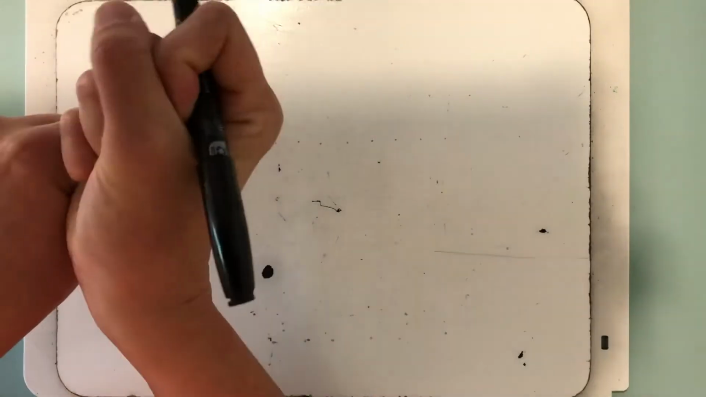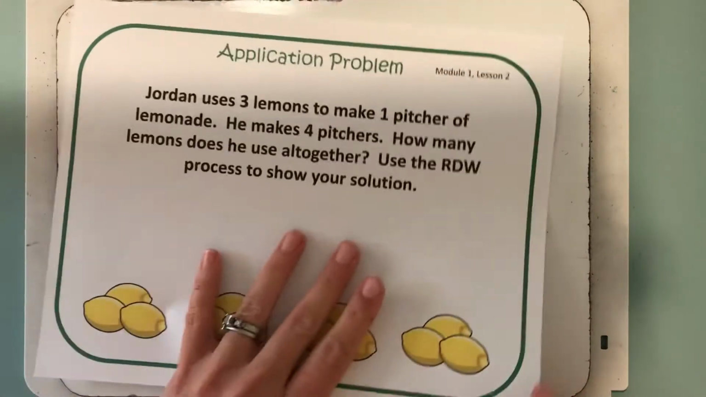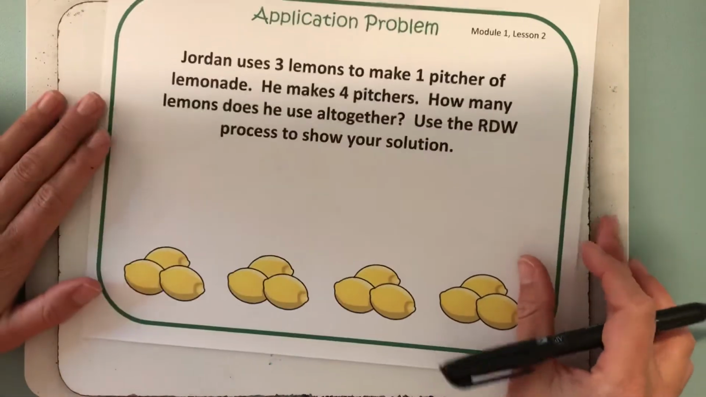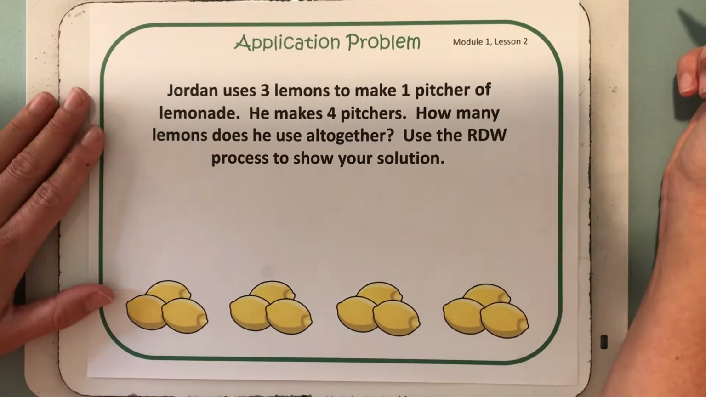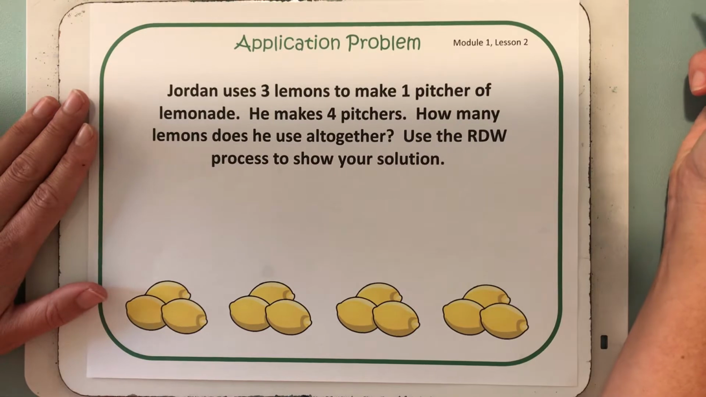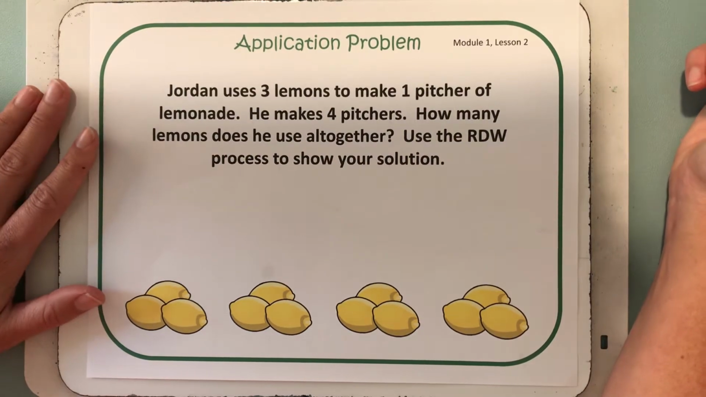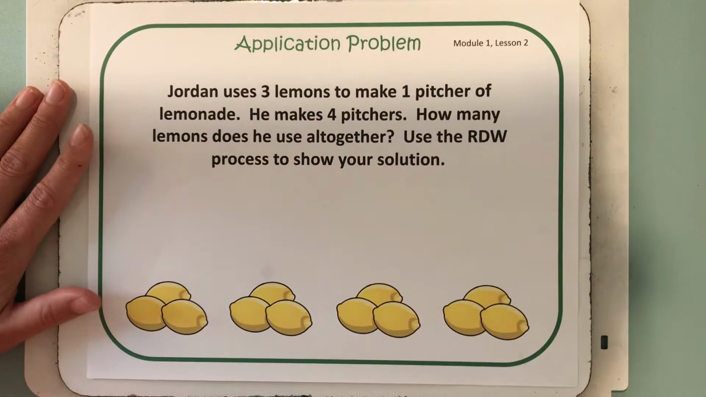All right, we're switching gears now. You can cap your expo marker. You can put your pen down and you can focus on this next problem that we're going to do. This is called the application problem. Some of you might notice this in your Eureka Math books. You do not have to write it today in your Eureka Math books. I'm going to have you just watch this for today.